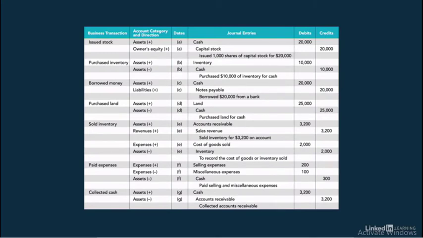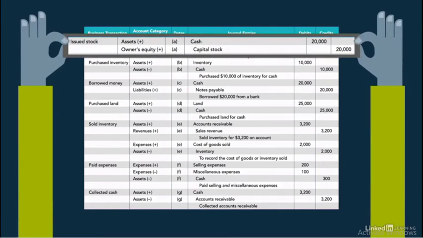Note here that we've used letters in place of dates. Now, let's quickly walk through each of these journal entries and see if we can tell what they mean. For entry A, cash is being increased. Well, we know what that means because it's being debited. And capital stock, an equity account, is being increased as well. It looks like capital stock was issued in exchange for $20,000.